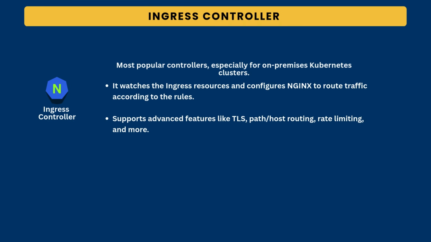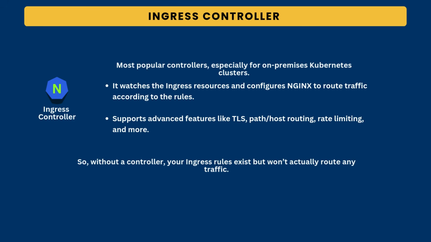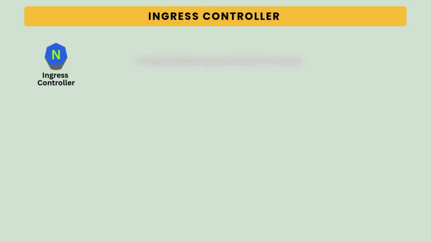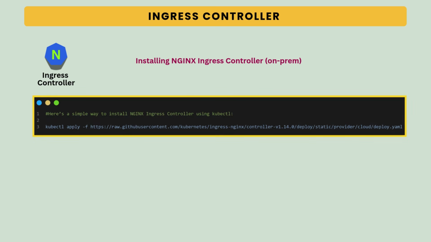It watches the Ingress resource and configures NGINX to route traffic according to the rules. It supports advanced features like TLS, path and host routing, rate limiting, and much more. So without a controller, your ingress rule exists but won't actually route any traffic. So now let's check out how to install the NGINX Ingress Controller. Here's a simple way to install it using kubectl.